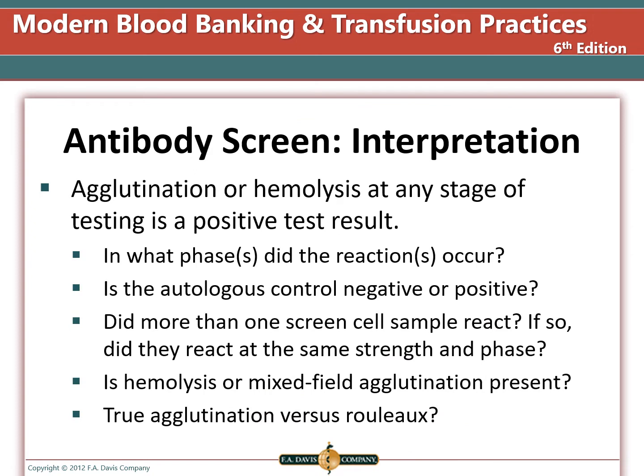If there is agglutination or hemolysis at any stage of testing, it is considered a positive result. You must record the phase of testing that the reaction occurred in. You want to determine if the autocontrol is positive or negative. It should be negative. Did more than one screen cell react with the sample? Did they have the same strength and phase of reaction? Is hemolysis or mixed field agglutination present? Make sure to be able to differentiate true agglutination from rouleaux.